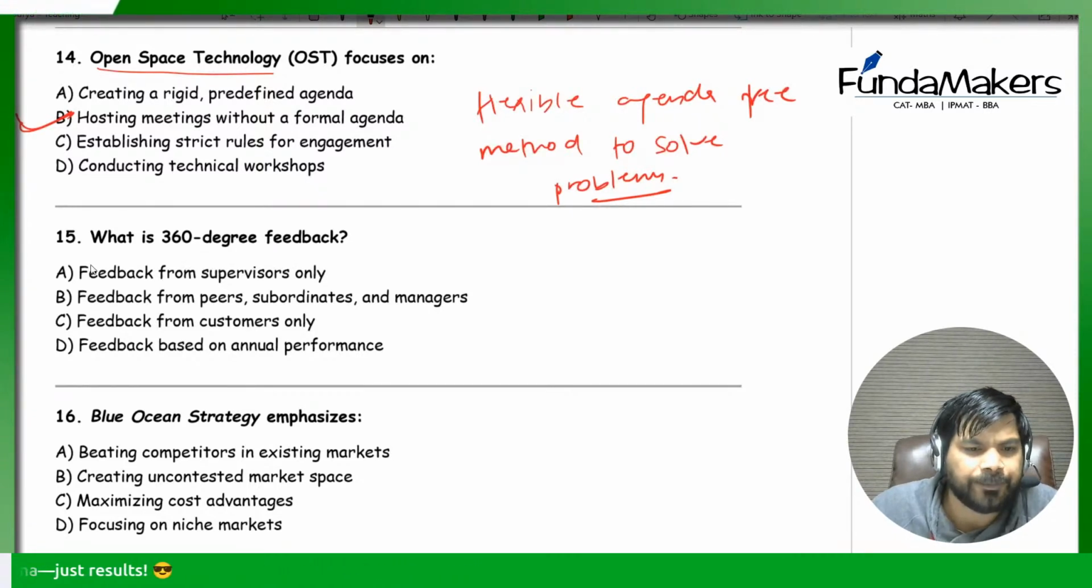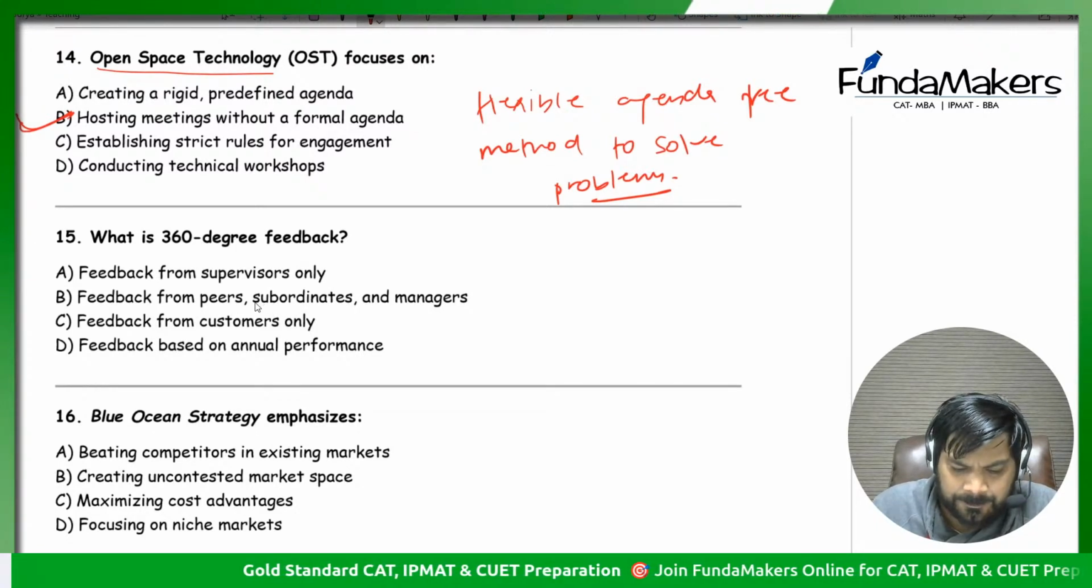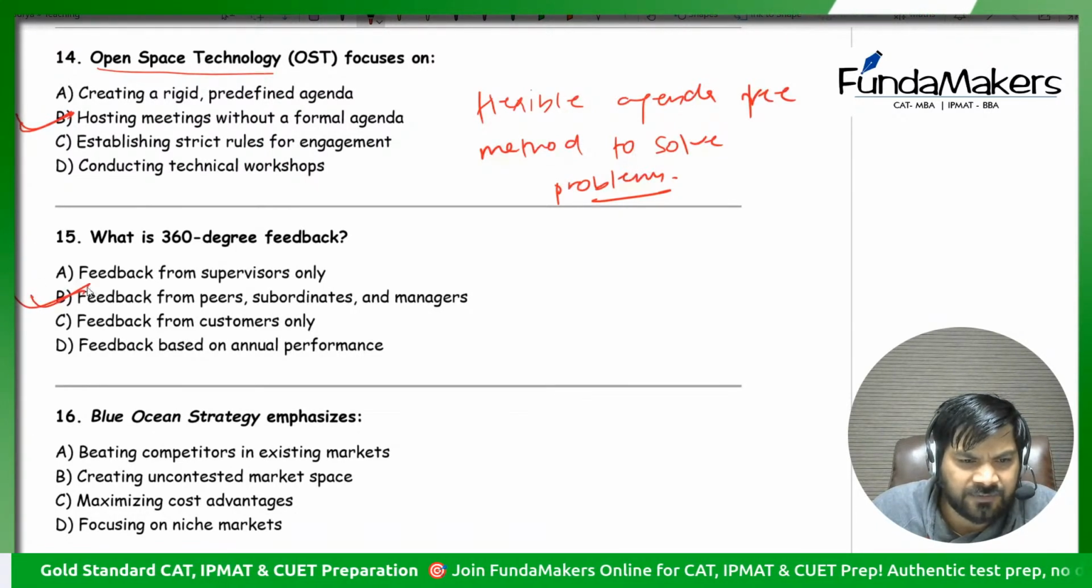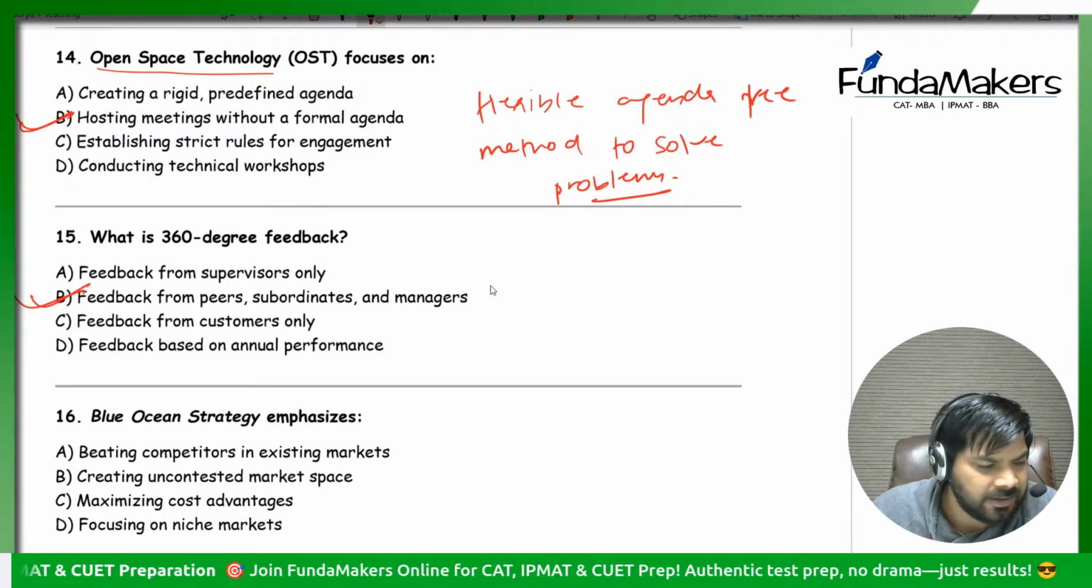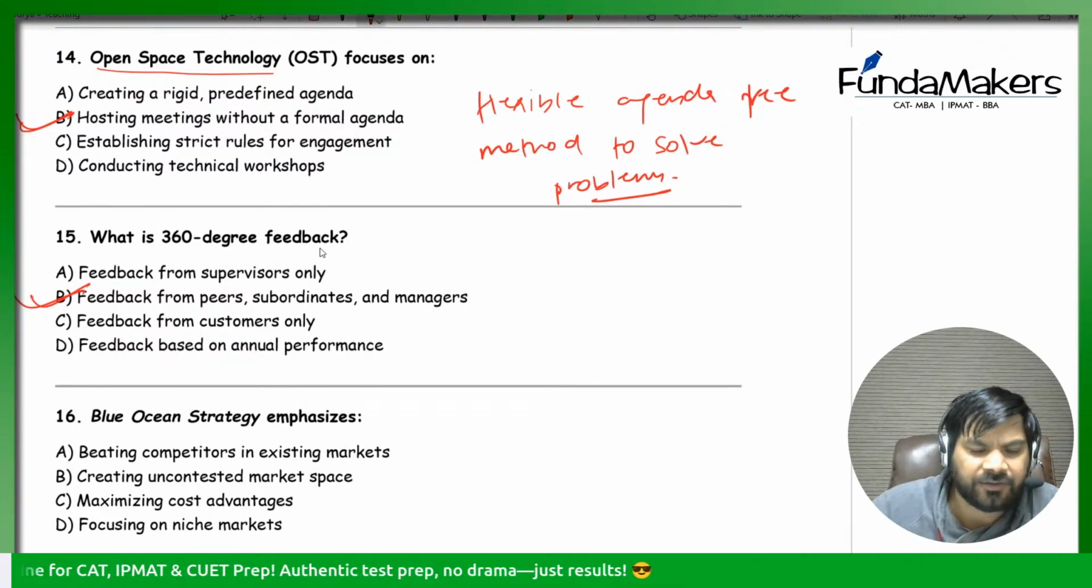Okay. What is a 360-degree feedback? Feedback from supervisors, peers, subordinates, and managers, customers only, or annual performance? I think it is from peers, subordinates, and managers. It's a 360-degree feedback. So this is a self-explanatory answer, right? I don't need to discuss this.